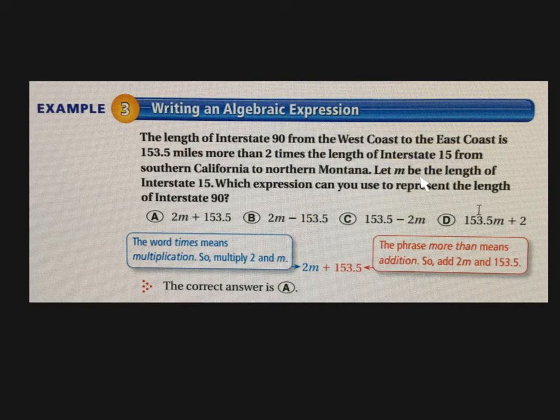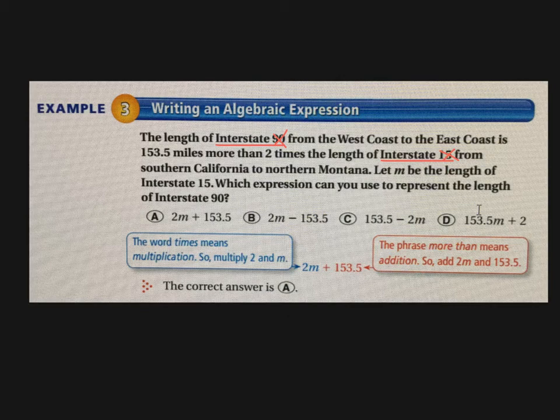Let M be the length of Interstate 15. Which expression can you use to represent the length of Interstate 90? So I want you to know a couple things on here. First of all, they give us a couple extra numbers that we're not going to actually need in our equation. So you have to be careful and aware of that. The first one is the length of Interstate 90. 90 is not going to have anything because that's just the actual name of the interstate. And then if you go down a little bit more, it says Interstate 15. There's another number that they're kind of trying to fool us with. We don't have to use those numbers 90 and 15 in our equation at all.